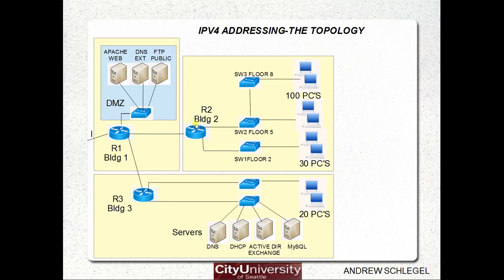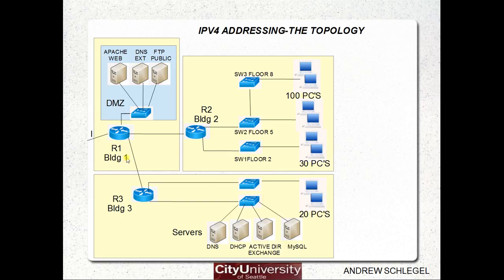So maybe we'd look at this as building 2. This is floor 2, floor 5, floor 8, switch 1, 2, and 3. On switch 2 and 3, we have maybe engineers and salespeople, things of that nature. Down on this floor, maybe we have accounting. We want them to be separate to kind of keep the booking separate from bookkeeping, separate from these guys.